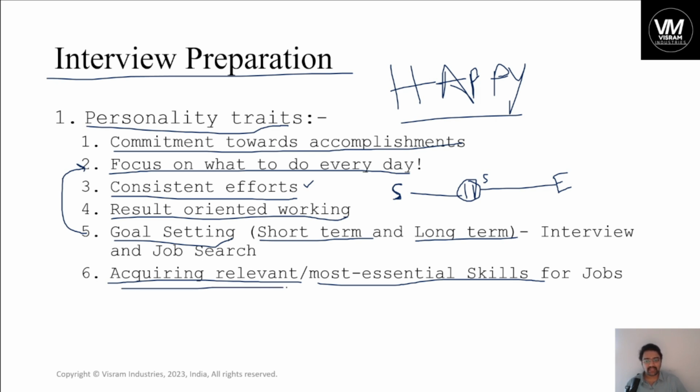So acquiring relevant and most essential skills. Relevant is like compulsory for one job, for one specific job. Most essential are nothing but common for every kind of job. For example, in every fresher related jobs they will be asking for C programming or Python programming. Very simple. So you need to do those kind of things. So acquiring them is a must.